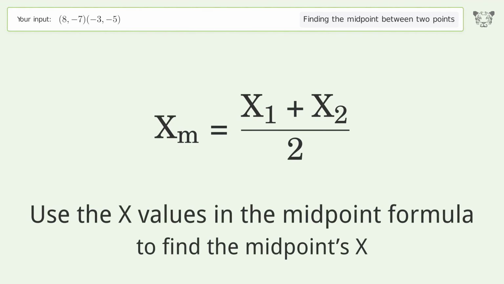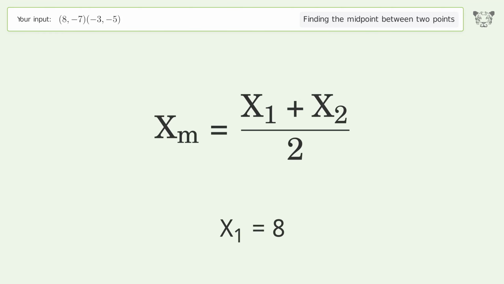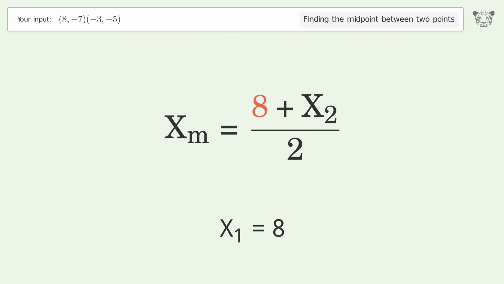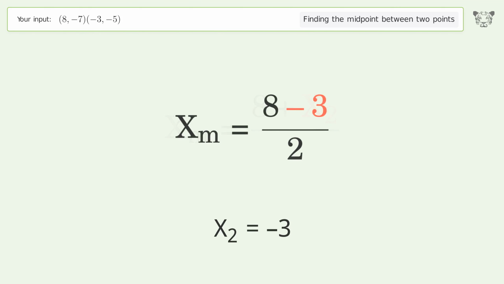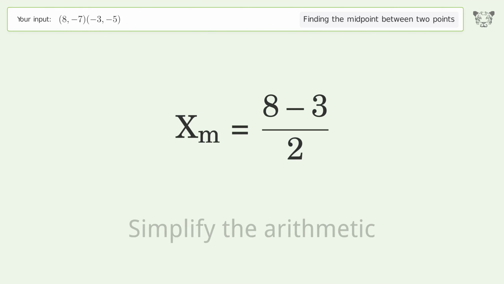Use the x values in the midpoint formula to find the midpoint's x. x1 equals 8. x2 equals -3. Simplify the arithmetic.